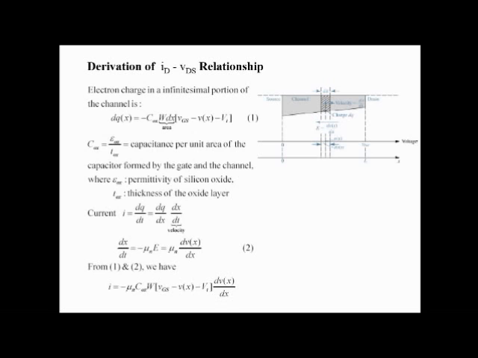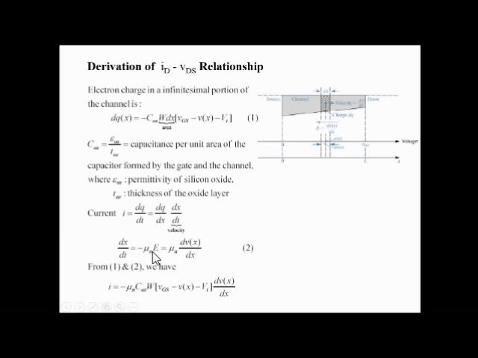Now this is a little derivation of the ID and VDS relationship. Now the electron charge in an infinitesimally small portion of this channel, dq, is given as minus COX, that is the capacitance of the oxide layer, W dx into VGS minus VX minus VT. Now COX is the capacitance per unit area of the oxide layer, that is equal to permittivity of oxide, epsilon OX, by TOX. TOX is the thickness.